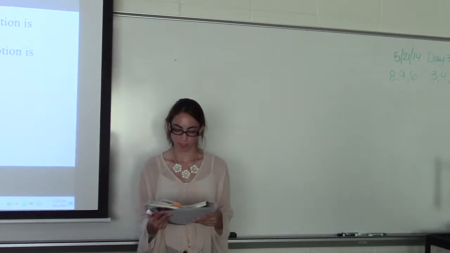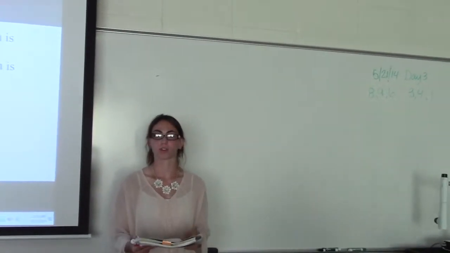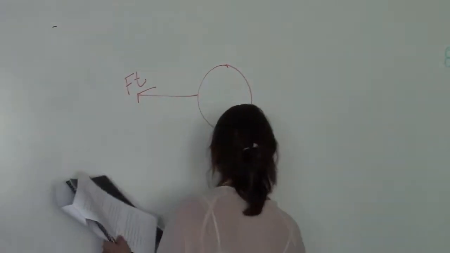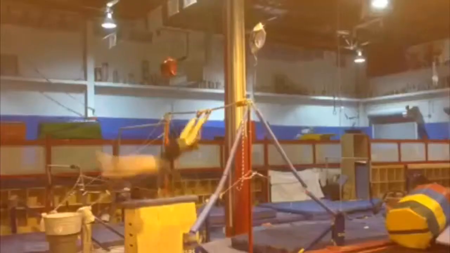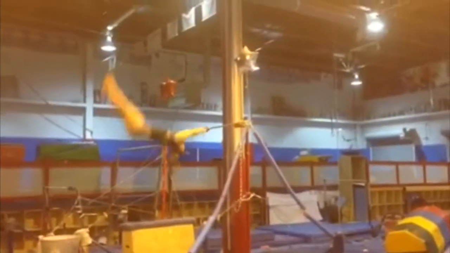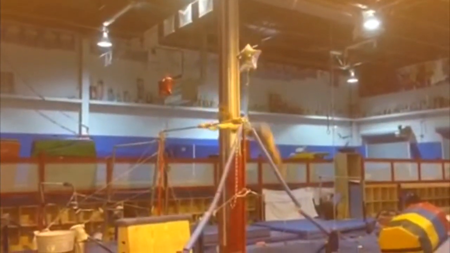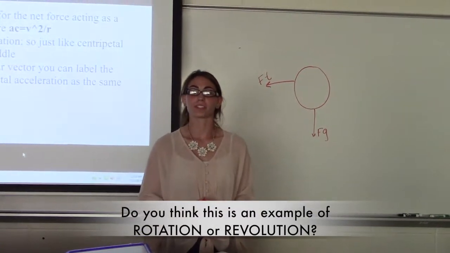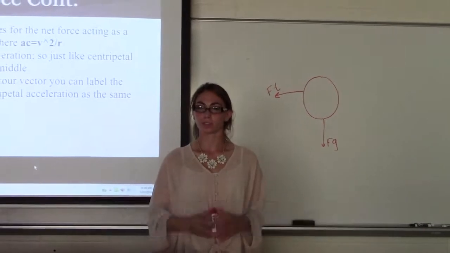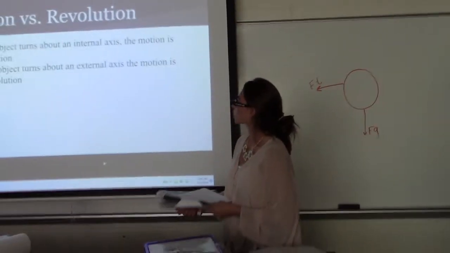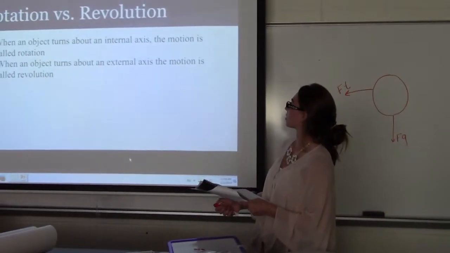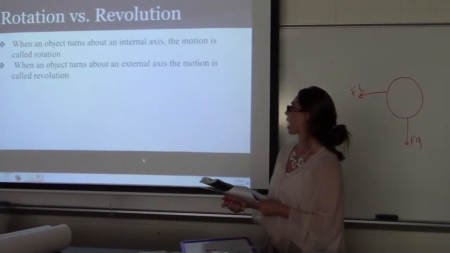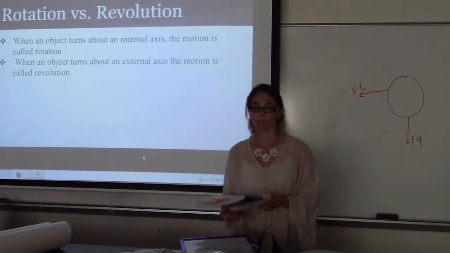Now let's interpret this example that Chrisanne just showed us into a free body diagram. Now let's think of another real life situation. Round and around and around we go. Do you think that this is an example of rotation or revolution? It's actually revolution. When an object turns about an internal axis, the motion is called rotation. But when an object turns about an external axis, the motion is called revolution.